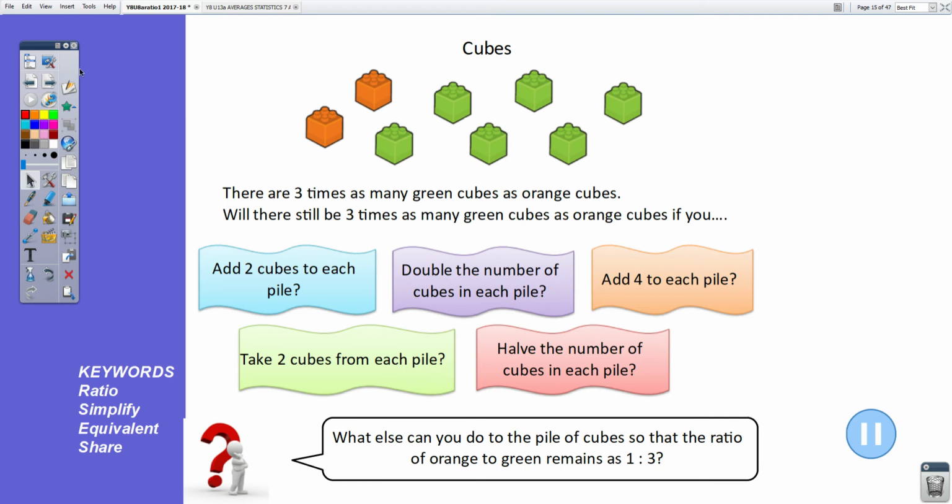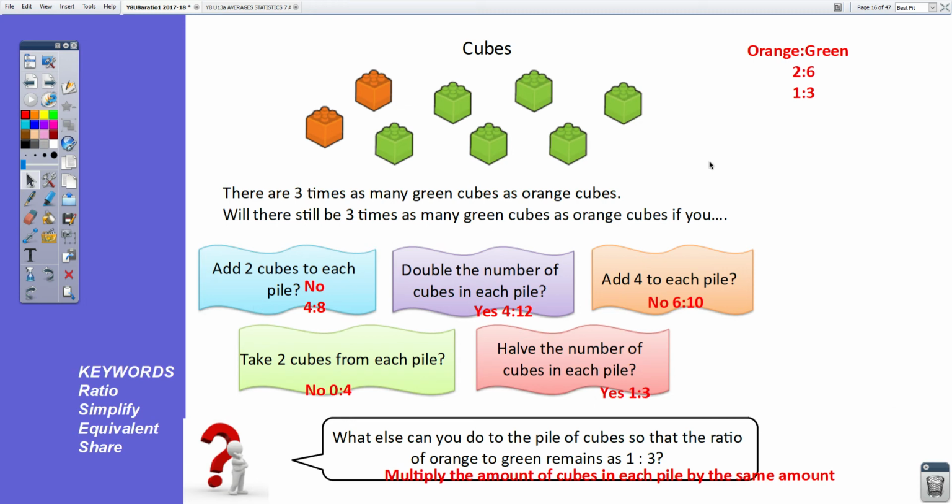Okay, let's see how you've done. Right, so we start by writing down the ratio of orange to green, which is 2 orange to 6 green, which simplifies to 1 orange to 3 green, dividing both numbers by 2. So if we add 2 cubes to each, we would now have 4 orange and 8 green. Well, that's not 3, 8 isn't 3 times 4, so no. Double the number of cubes in each pile. We'd now have 4 orange and 12 green. 12 is still 3 times 4, so yes, that would work.